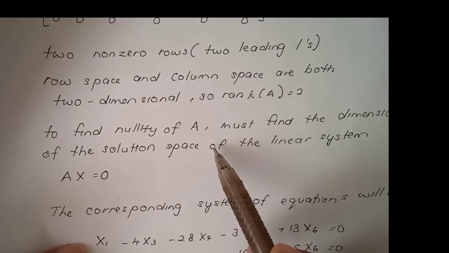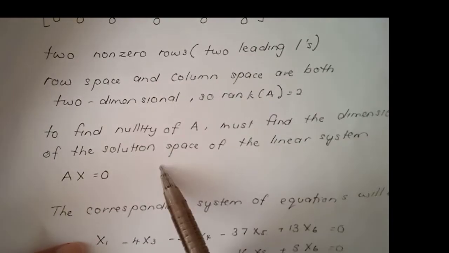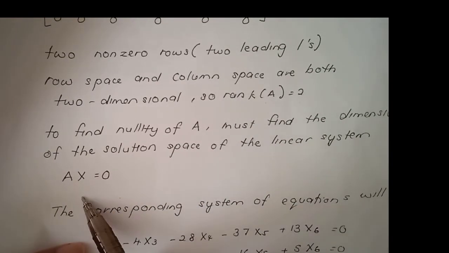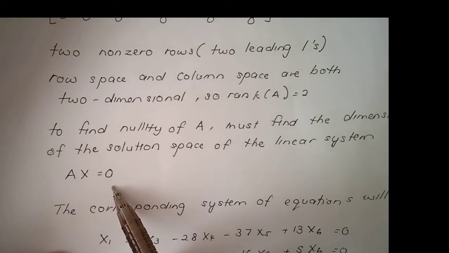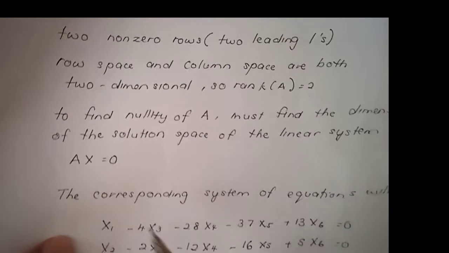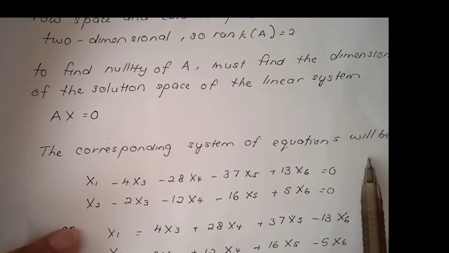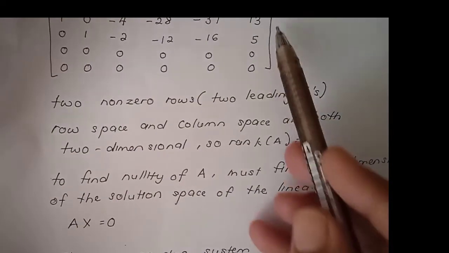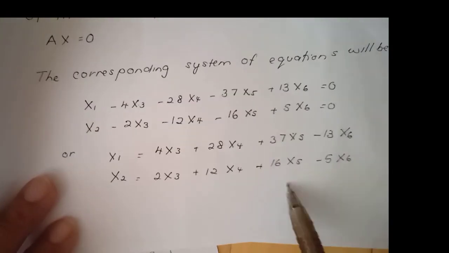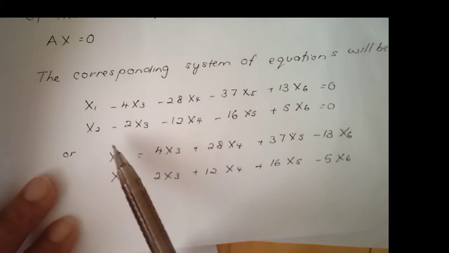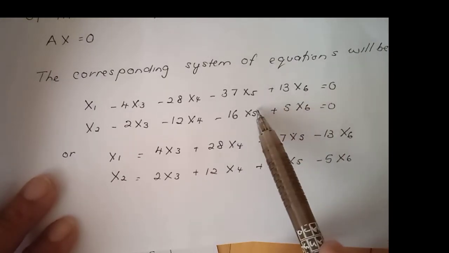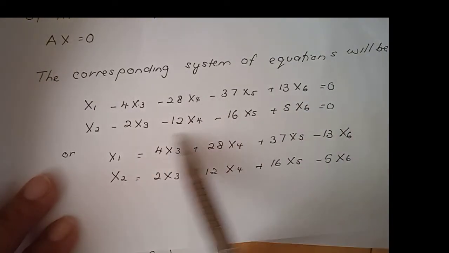Now to find the nullity of A, we must find the dimension of the solution space of the linear system AX equals 0, a homogeneous system. The corresponding system of equations will be, so we write this in the form of a system of equations. So we get this one. Now write x1, x2 as a linear combination of the other variables. Okay, so we have this one.